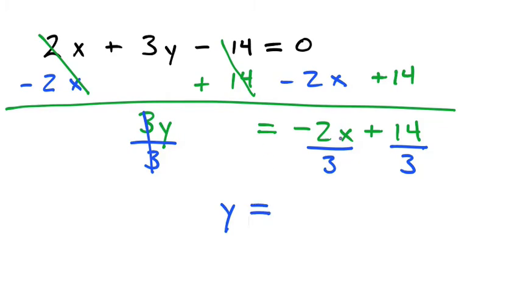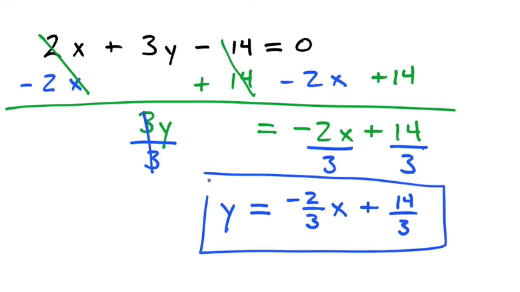Negative 2x over 3, we would just call this the same as negative 2/3 x. 14 over 3, if we could divide it, we would, but since I can't, I'm just going to leave it as 14 over 3. And this would be y equals form. Try to always write the x term first, and then whatever number is here.